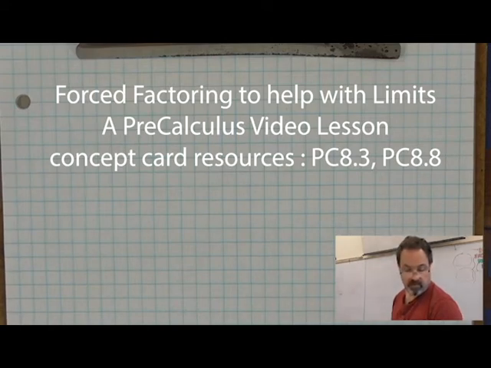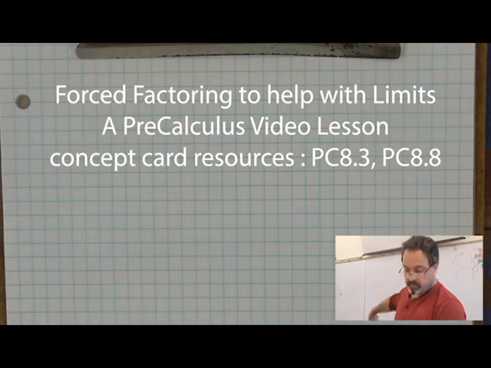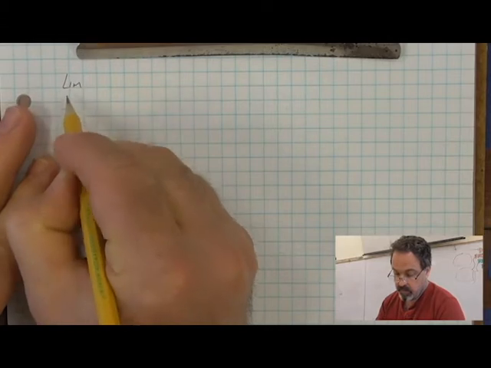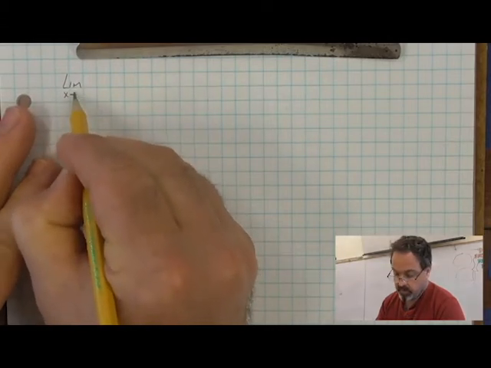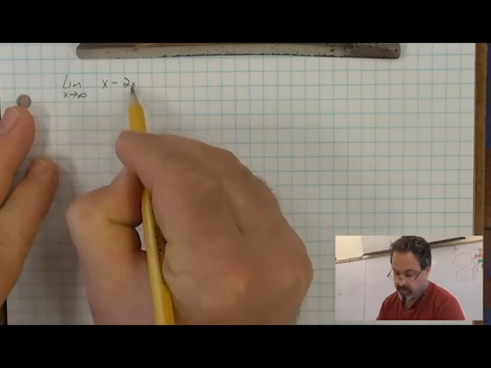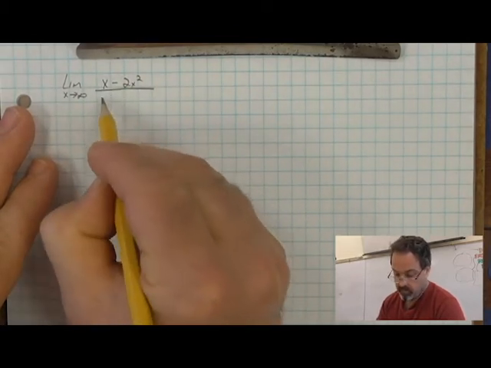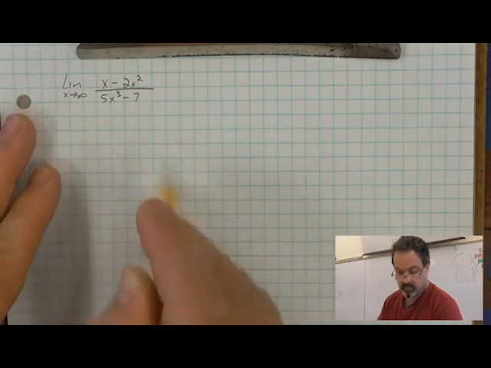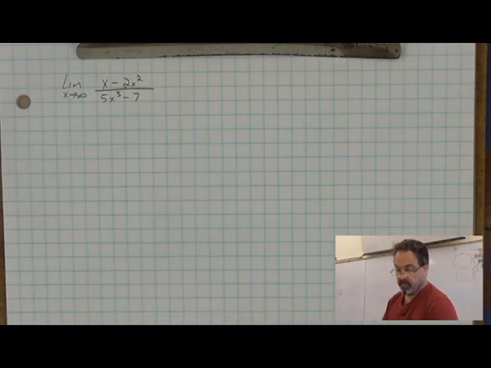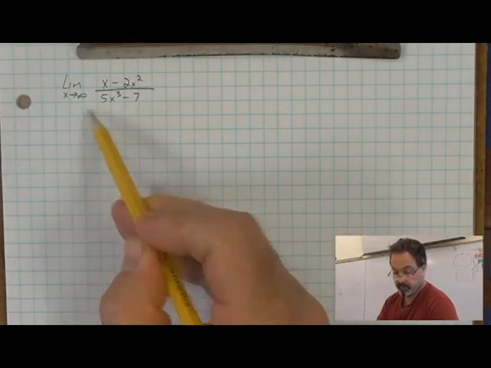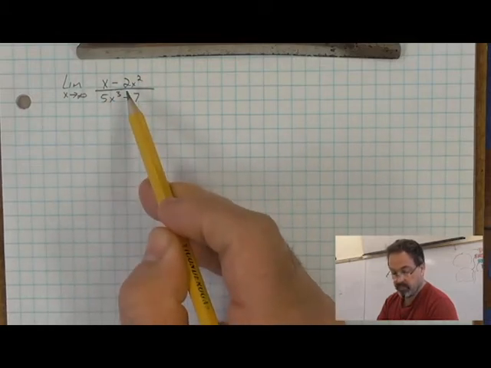Hi guys, this is a pre-calculus level lesson called forced factoring to help with the limit. Let's take a look at a problem. I'm writing the limit as x approaches infinity of (x minus 2x squared) all over (5x cubed minus 7). We have a rational function. This is an infinite limit. What do we do with this?